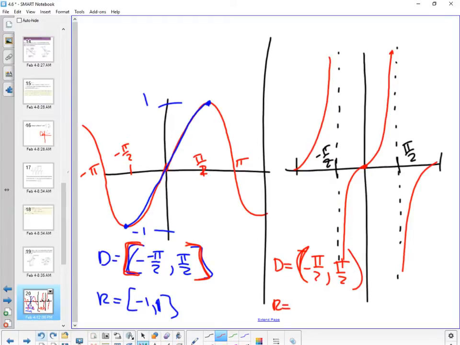How high does it go? Forever. Yeah, these go on forever. So negative infinity to positive infinity. And that's why they're different. This actually stops at 1 and at negative 1, while this one does not. This one goes up forever. We might be looking at the same interval for the one-to-oneness, but the ranges look very different, don't they?